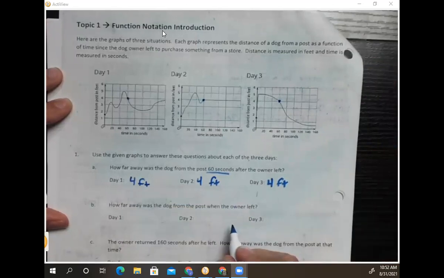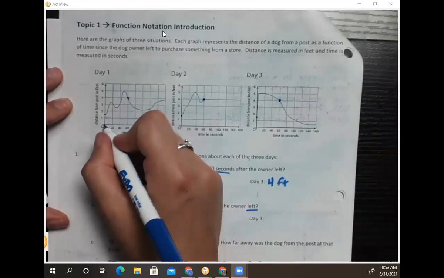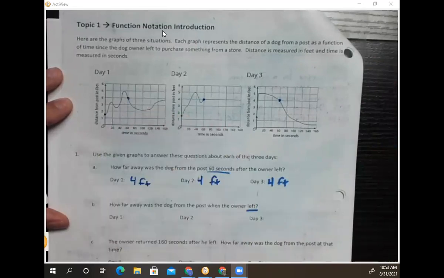Now for question B, I want to know how far away was the dog from the post when the owner left? So what time would we be looking at when the owner left? What would be our time? 0. Yeah, so we're looking at 0 seconds. So on day one, at 0 seconds, how far was the dog? About 1.5, it looks like, 1.5 feet.